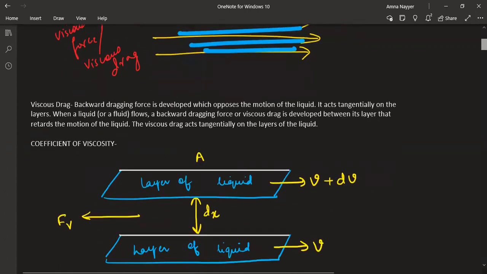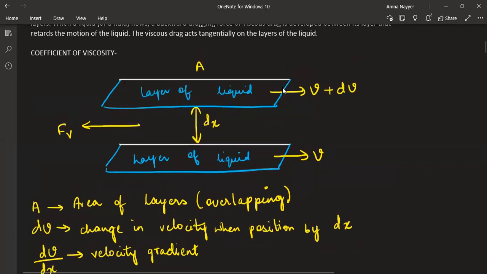Now, what is the formula for it? These are the layers. Let's say this is one layer of liquid, and this is another layer of liquid. I have just taken two layers for calculation purposes. Let's say their separation is dx, because the layers are separated by a very small distance. This is moving with velocity v, so the other will be v plus dv. dv is just a slight change in velocity, the relative velocity. If they are moving towards the right-hand side, the viscous force will act on the left-hand side, in the opposite direction.